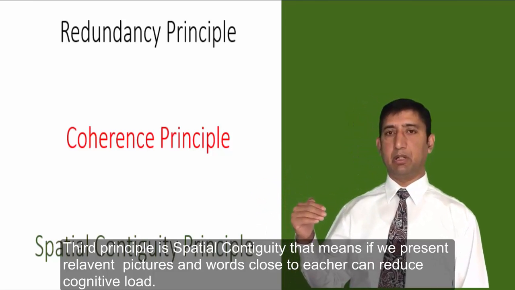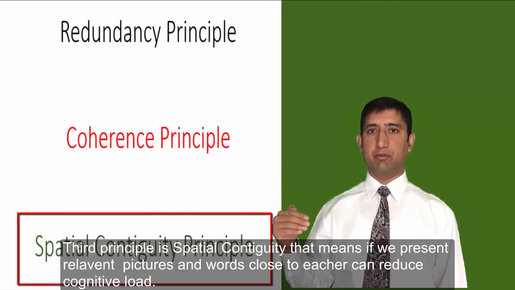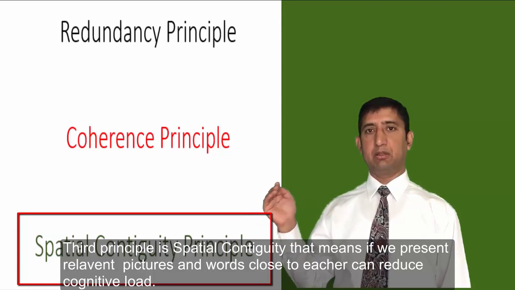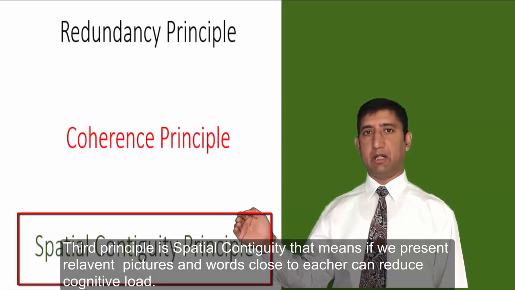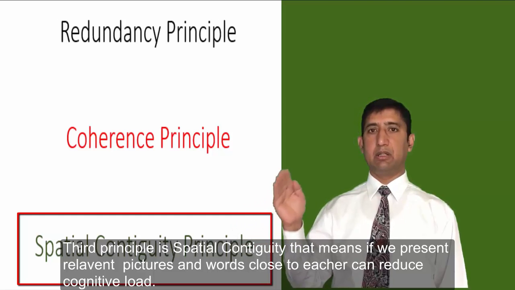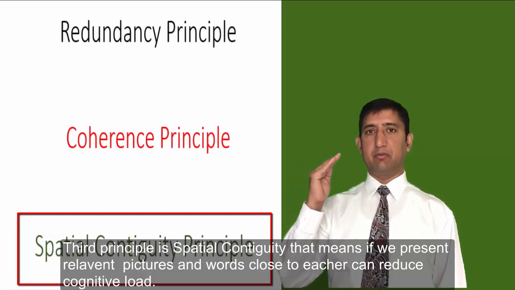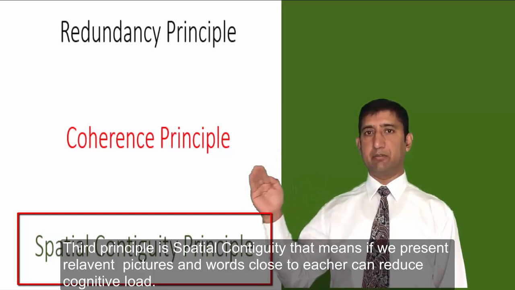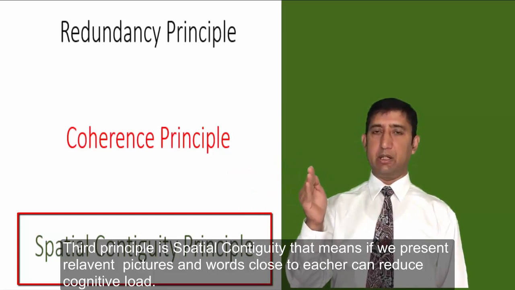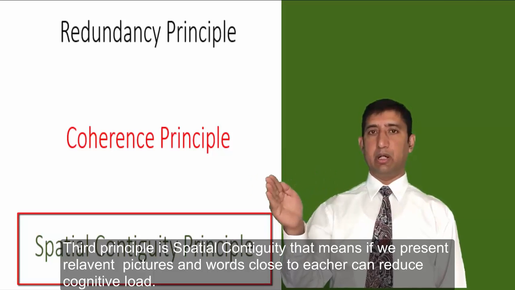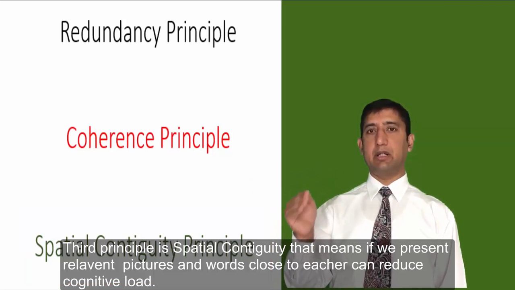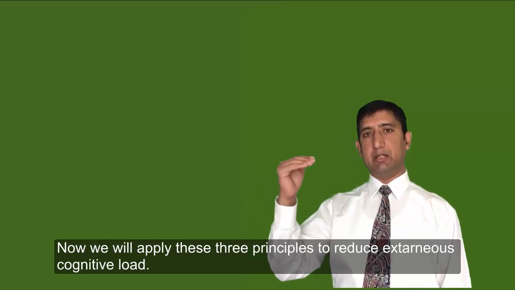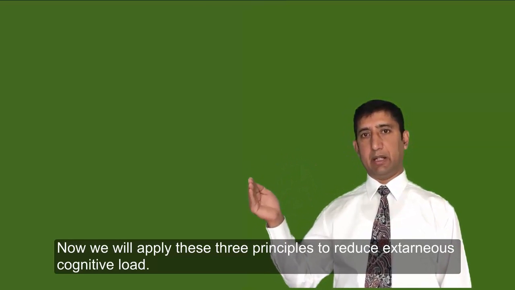The third principle to reduce extraneous cognitive load is the spatial contiguity principle. Spatial contiguity principle states that if we put pictures or diagrams or graphs and related words near to each other, it is easy to learn and it can lessen our extraneous cognitive load. Now let's see how we can apply these three principles in my next slide.